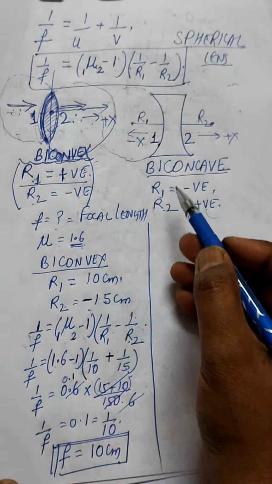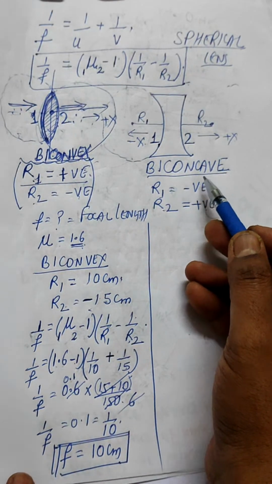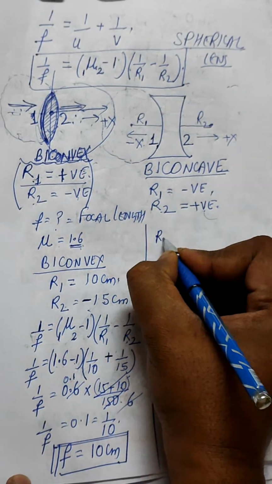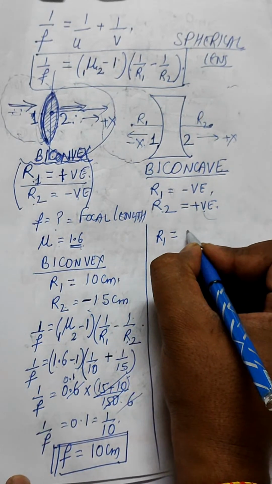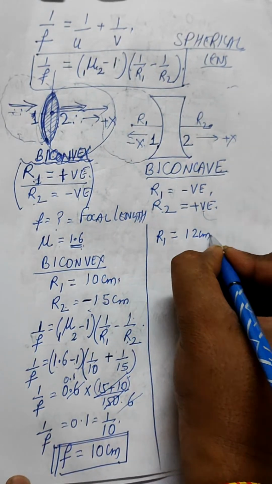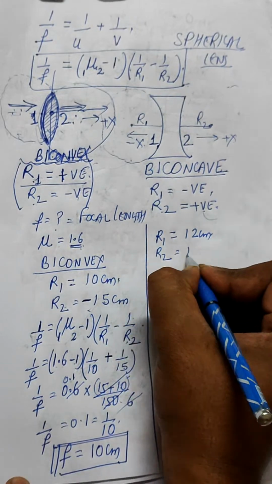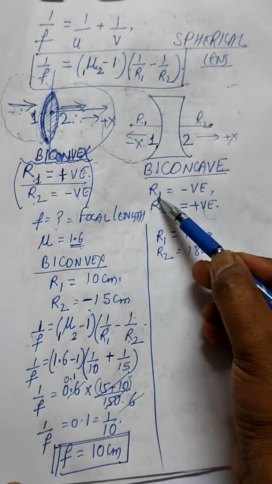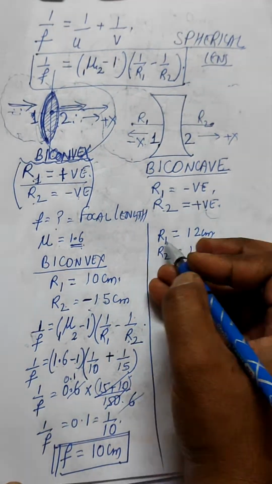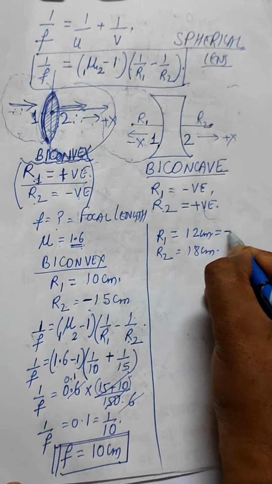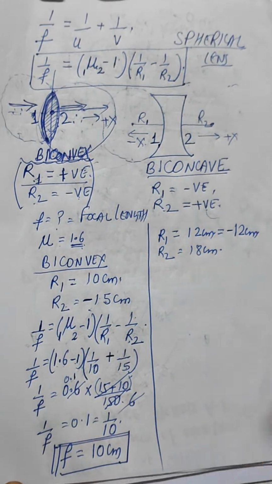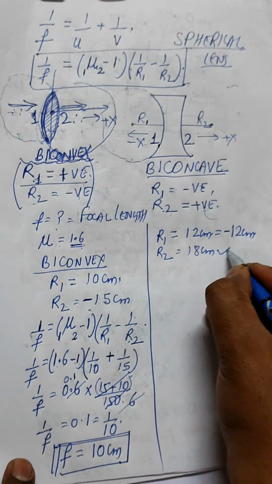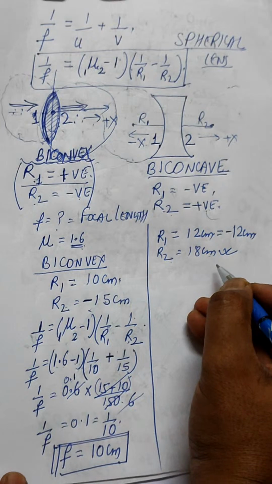Now if it's a biconcave lens, or double concave, and the value of R1 is given to you as 12 centimeter and R2 as 18 centimeter, then you can see for a biconcave, R1 is negative. So the value of R1 we will take is minus 12 centimeter, right? And R2 is always positive, so R2 will be used as it is, right?